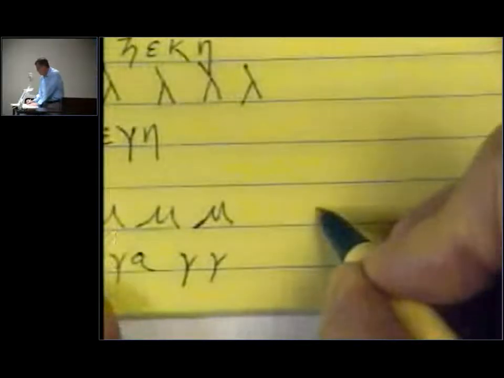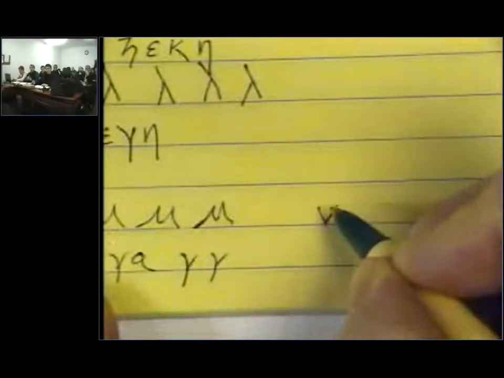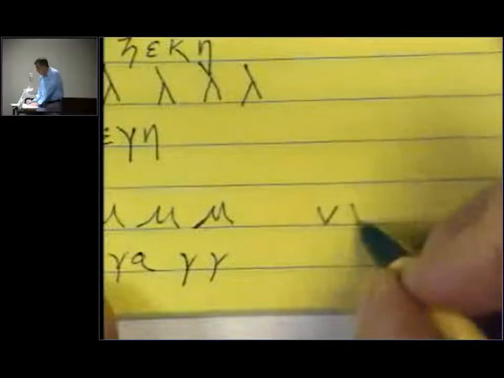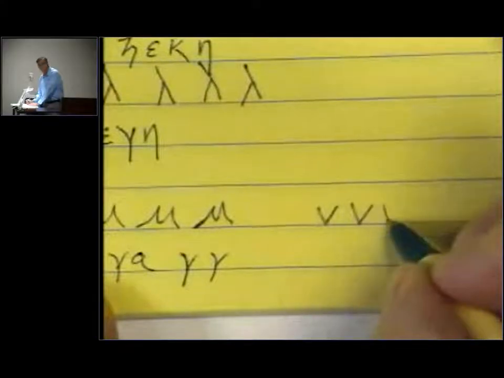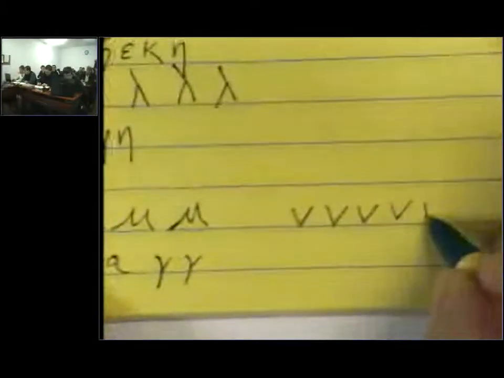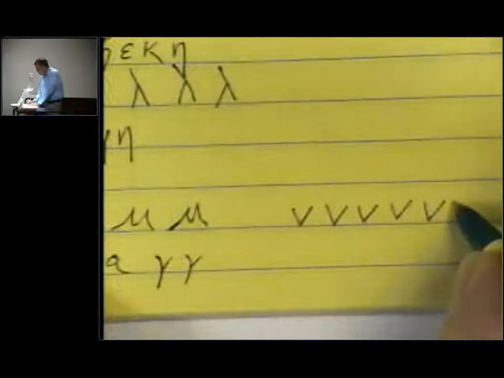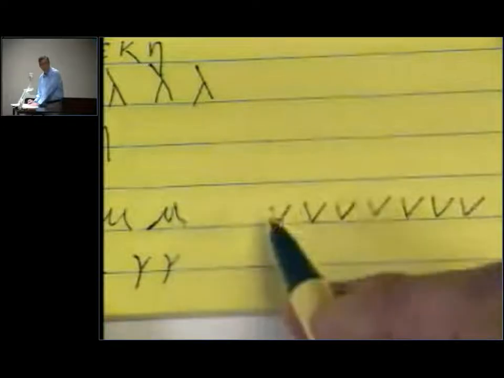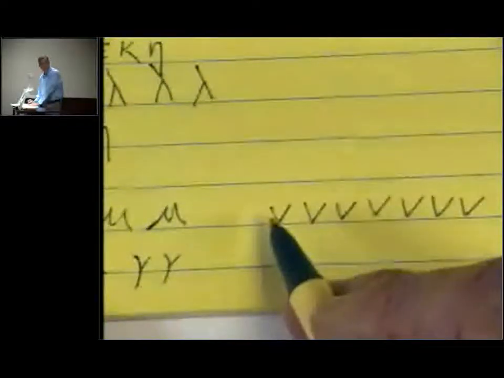Now let's make our next letter, nu. This is down and up with a point. It's a V shape. It's a pointed shape, with a sharp point at the end. N, n, n. Now this is v and this is n.